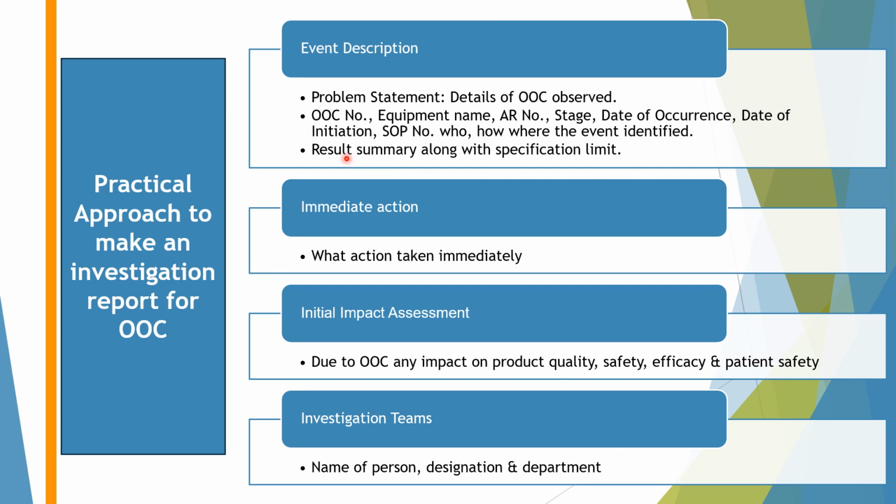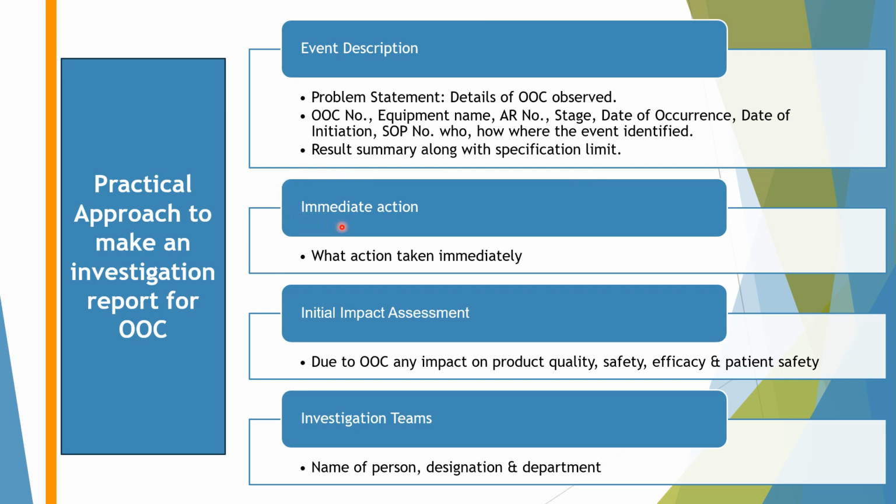And along with this you need to define the result summary along with the specification limit, right? For example, you are calibrating your HPLC system for the test wavelength accuracy with caffeine, and suppose you have observed a maxima at 276 nanometer against the acceptance limit of 273 plus or minus 2 nanometer. So this will be your out of limit result. For that you can initiate the event description, right?